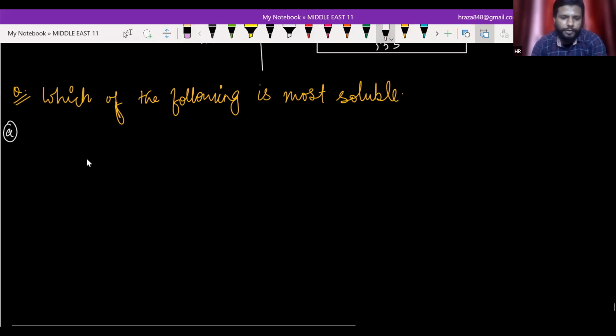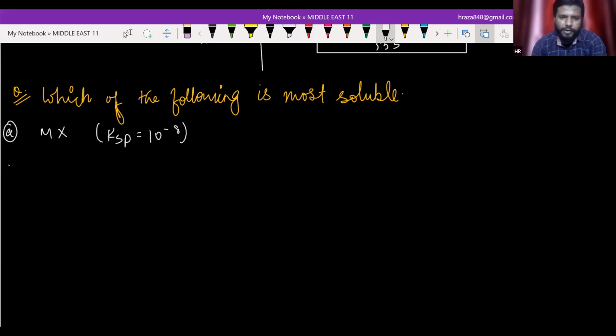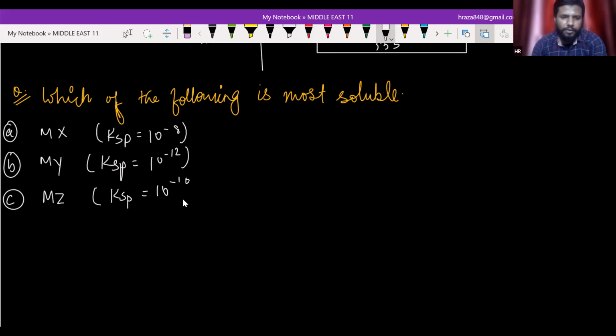First, I'm going to give you a very easy question. Just take an example. MX is a salt in which Ksp will be equal to 10 raised to the power minus 8. MY has a Ksp equal to 10 raised to the power minus 12. C, MZ has a Ksp equal to 10 raised to the power minus 10. And D, MN has a Ksp equal to 10 raised to the power minus 16.